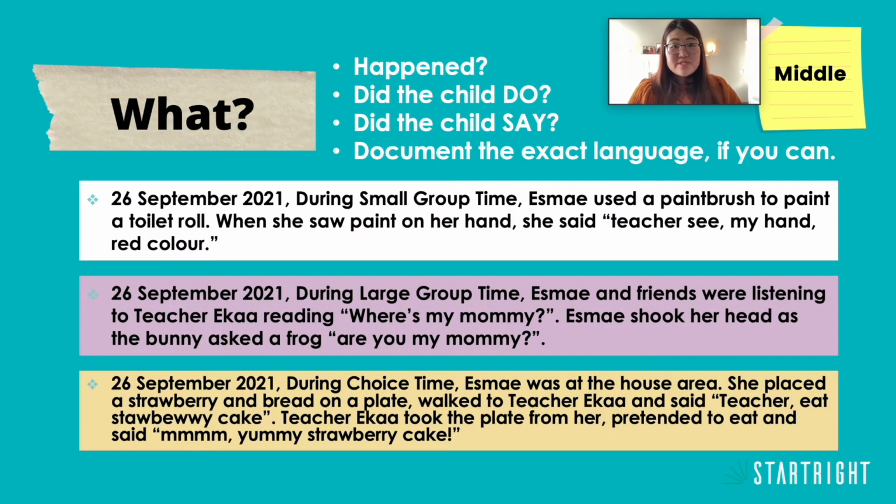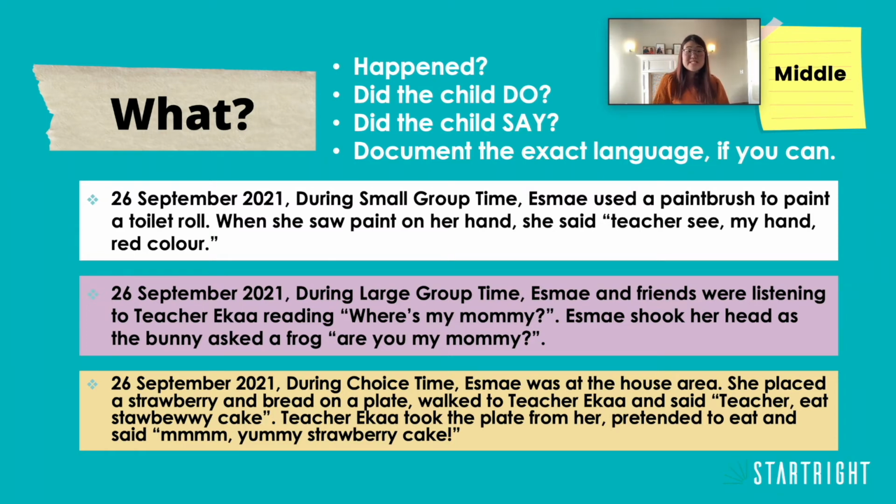Alright? So, this is the same sample that I had just now. Alright, 26 September 2021. Look at the white bar. During small group time, Esme, that's the beginning, right? Date, where, and who. What happened? Use the paintbrush to paint a toilet roll. When she saw paint on her hand, she said, teacher, see, my hand red color. So that is what happened in that small group time. So this is the middle part. I'm just saying what happened.